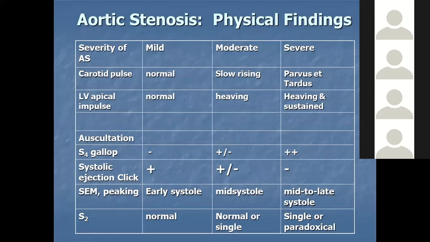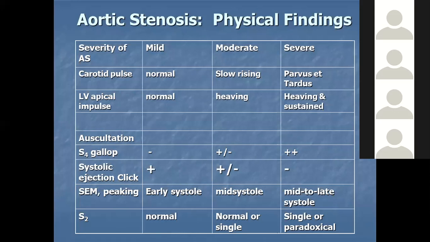Now this slide is very important at your third year level. This is for the physical findings. As the severity of AS increases, you find more and more physical findings. You have to see the carotid pulse, LV apical impulse, and on auscultation the S4 gallop, systolic ejection click, systolic ejection murmur, its peaking, and S2.